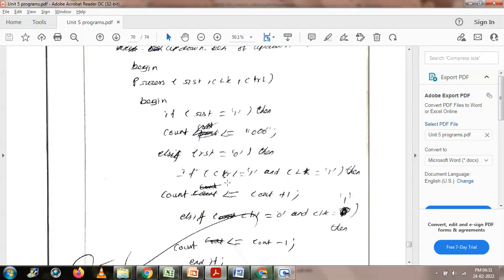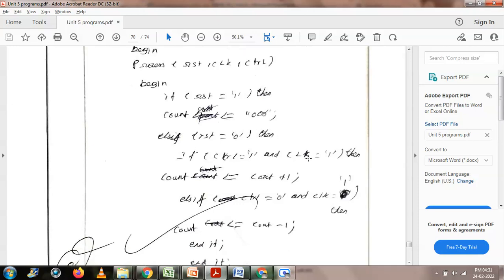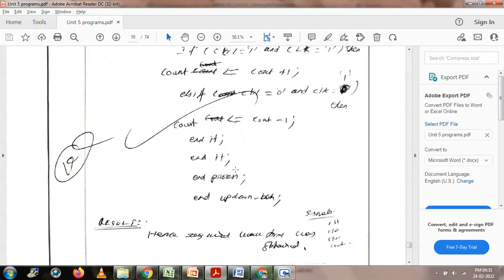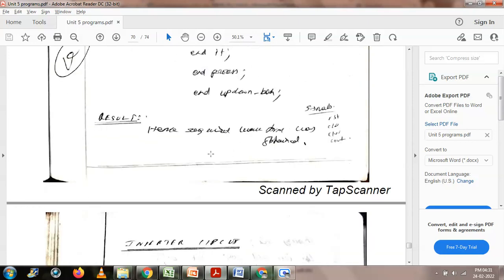When control is 1 and clock is 1, the counting will be started, that is count plus 1. If the controller is 0, then the counting will be downwards, it's a down counter, count minus 1. So when the controller is 1, count plus 1, controller is 0, count minus 1, the rest remains the same. Okay, thank you.